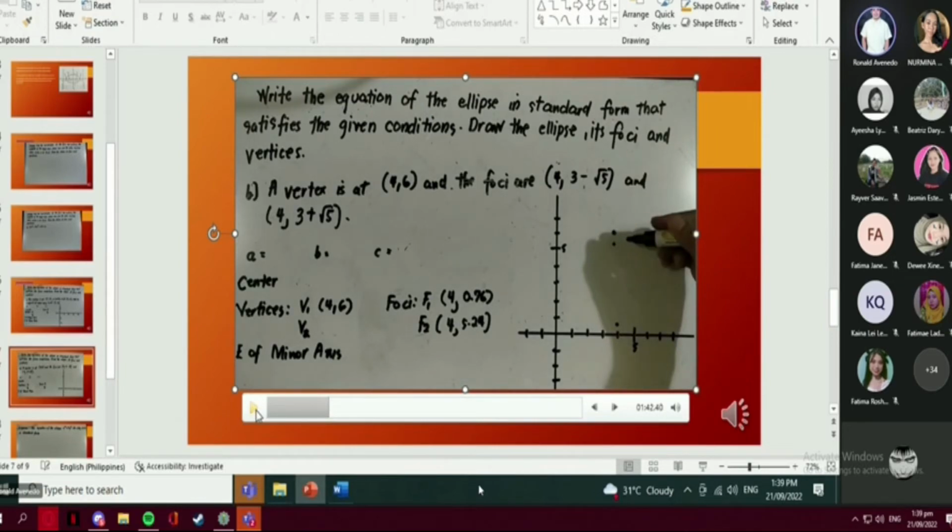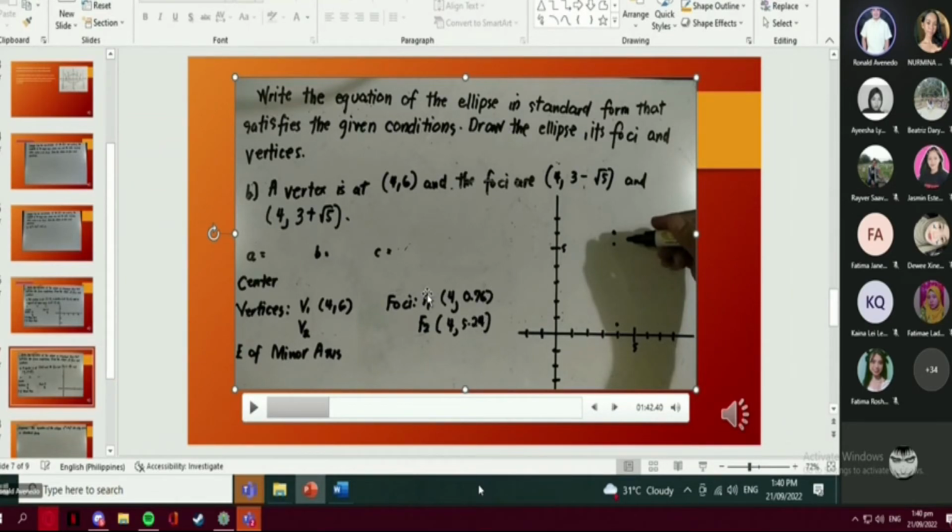As you notice in this problem, the foci are 4, 3 minus square root of 5, and 4, 3 plus square root of 5. At first glance, you might find it difficult to solve because of the radicals. Take note that there are problems where the given would serve as a clue on how you're going to solve the problem. So do not right away simplify; leave it as it is for your clue. The 3 minus square root of 5 and 3 plus square root of 5 might be your clues later in your solution.